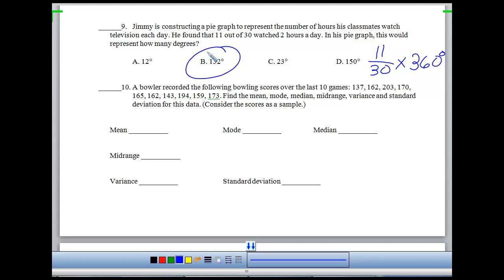Excellent. Hopefully by now you all know how to find these values. So for sake of time, we're going to skip number 10.